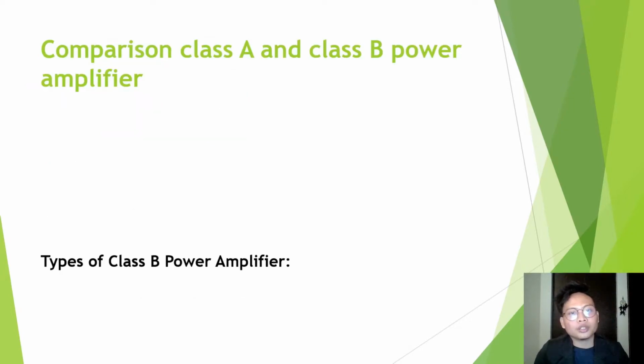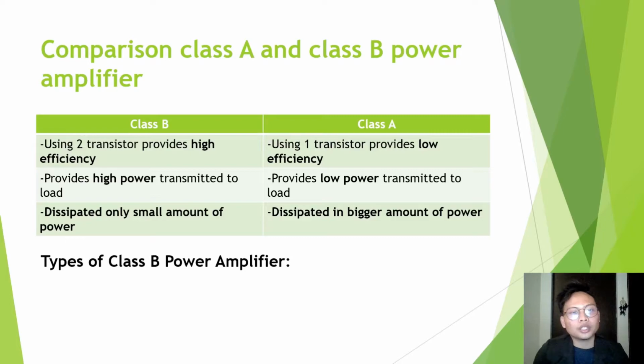The comparison of class A and class B power amplifiers. In class B, it uses two transistors to provide high efficiency. In class A, only one transistor is used, providing low efficiency. Second, class B provides high power transmitted to the load, while class A provides low power transmitted to the load. And the last one is that class B dissipates only a small amount of power, but class A dissipates a bigger amount of power.